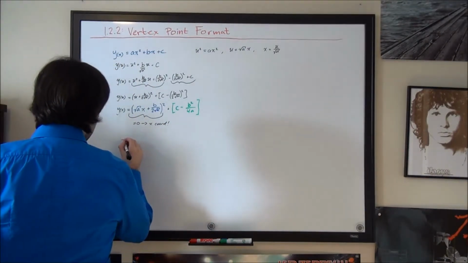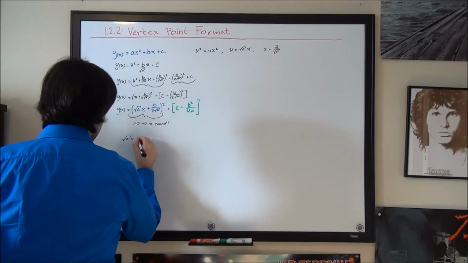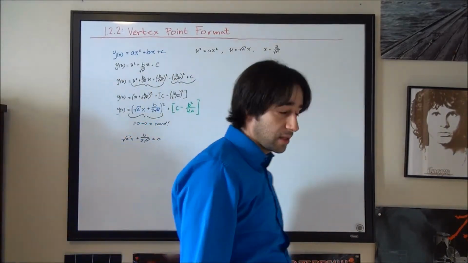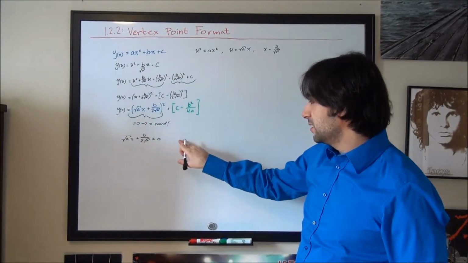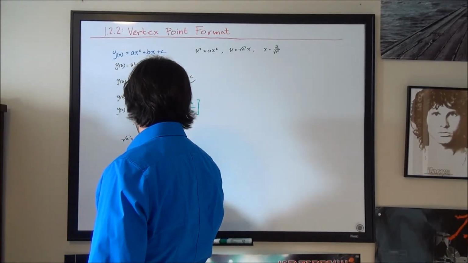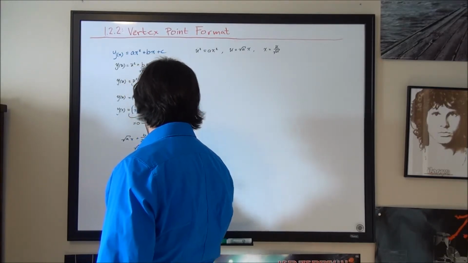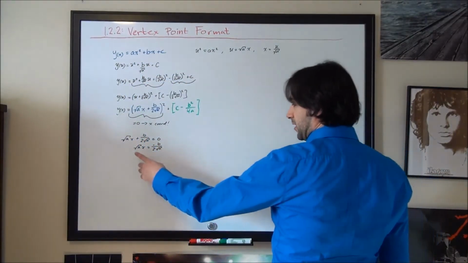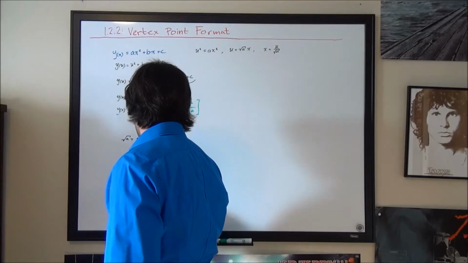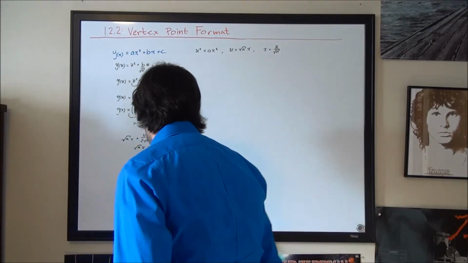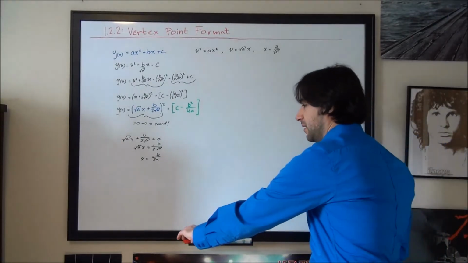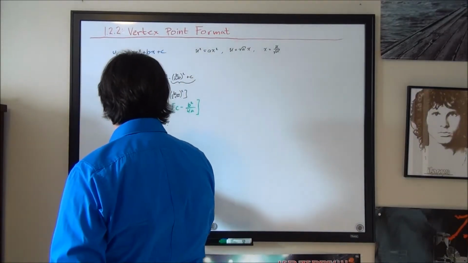So what we have to solve is root a times x plus b over 2 root a equals 0. Quite clear, we can take this to the other side. So root a times x is equal to negative b over 2 root a. Now, we're going to divide both sides by root a. So we're going to finally wind up with x equal to negative b over 2a. And that will always be the x-coordinate of the vertex of our parabola.